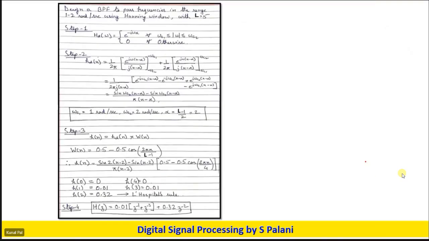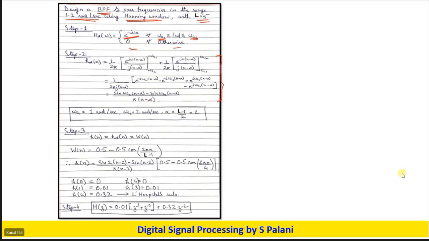Similarly, let's take the next example. Design a bandpass filter to pass frequencies in the range of 1 to 2 radians per second using Hanning window with L equals 5. Over here, the same way what we have done, e to the power minus j omega alpha in the modulus of omega range of omega c1 to omega c2, and 0 otherwise.